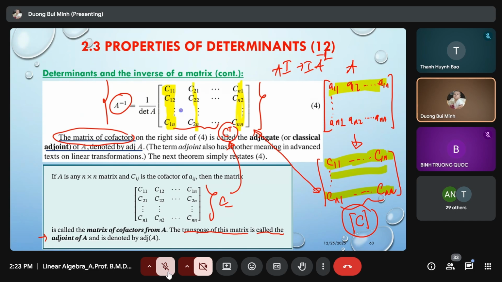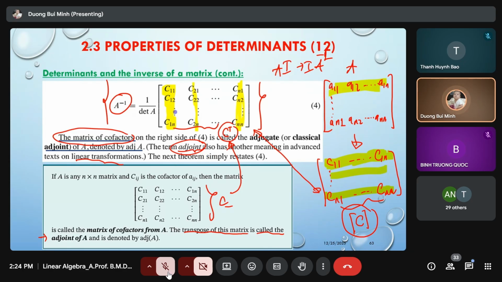The term adjoint also has another meaning, an adjoint of a linear transformation. So we will study adjoint in machine learning, or you can ask ChatGPT, what is the application of adjoint? They will give you some ideas. But now I cannot cover everything in this course.